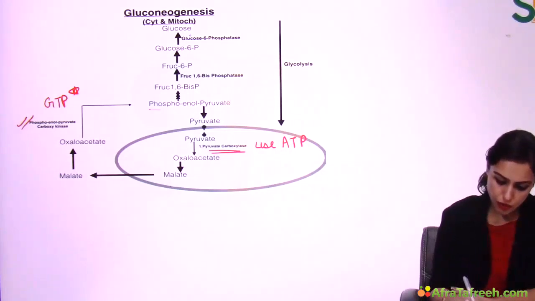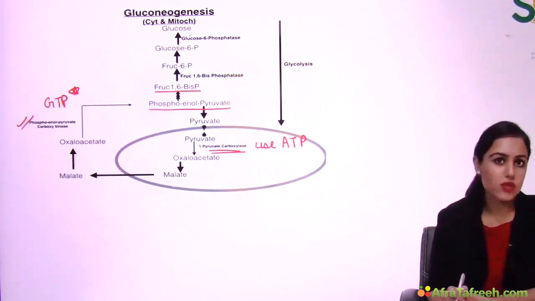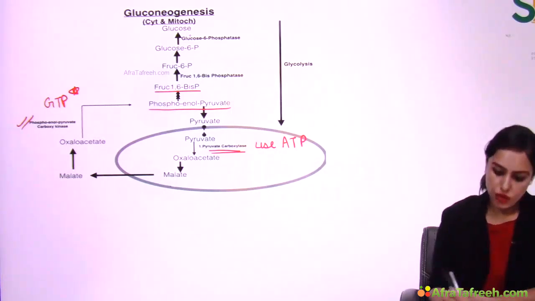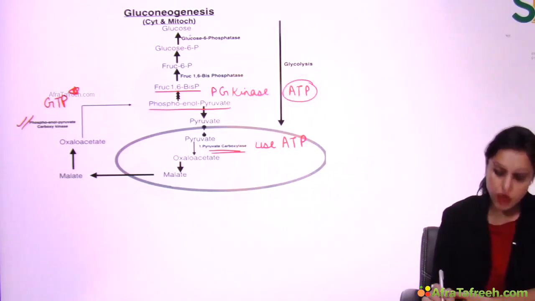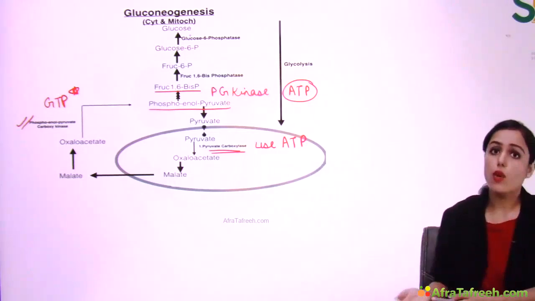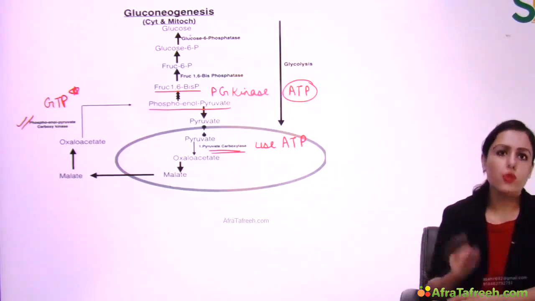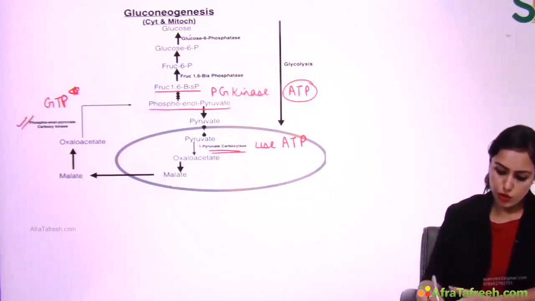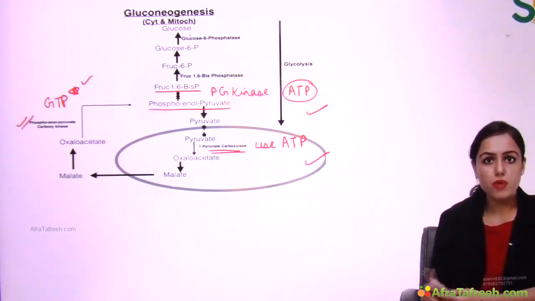Then I told you from phosphoenolpyruvate to fructose 1,6-bisphosphate, all the enzymes of glycolysis will be used. And here only one enzyme is there which is using ATP, and that is phosphoglycerate kinase. PG kinase, phosphoglycerate kinase will use ATP. When PG kinase was involved in glycolysis, it was producing ATP. Now in the opposite direction, when PG kinase enzyme works, it will do the opposite. It will be using ATP, right? So 2 ATPs and 1 GTP are used, but everything will be multiplied by 2.